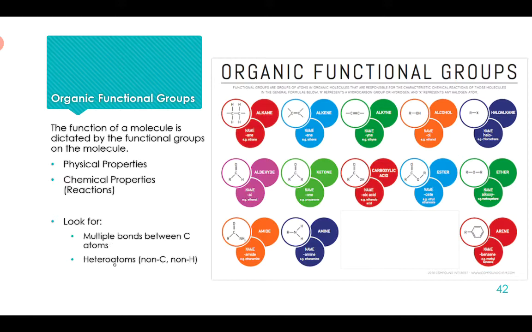When we're trying to identify our functional groups, we are looking for key features such as double bonds between carbon atoms or triple bonds between carbon atoms, or heteroatoms such as oxygen or nitrogen and even sulfur. So those are the key structural features that your eyeball should zero in on.